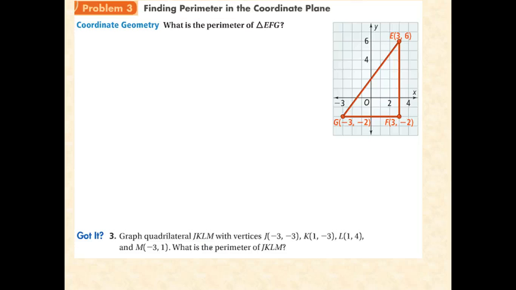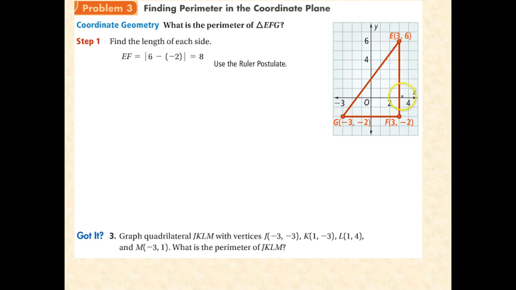What is the perimeter of triangle EFG? Ooh, tricky. This is coordinate geometry. So we're going to have to use the distance formula. And then add them all up. So step 1 is find the length of each side.